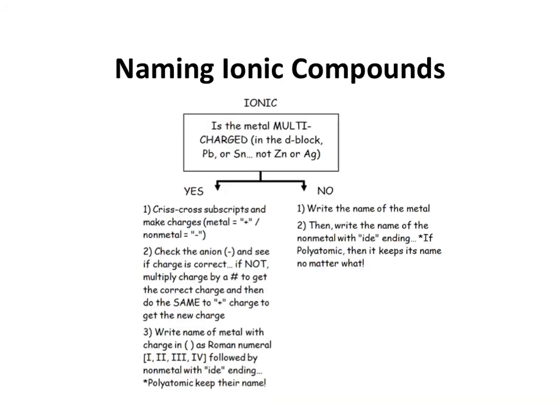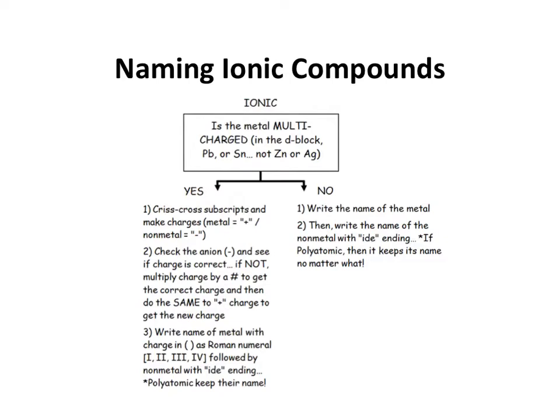So right here is just basically a summary of everything I've gone over. If you want to write the name of an ionic compound, you must ask yourself the question, is the metal multi-charged? What that means is, is the metal in the D block, in the middle? If the answer is yes, you do these steps. You crisscross the subscripts up, make them charges. Then you check the charge on the anion to see if it's correct. If it's not, you'll have to multiply by a number to make that charge correct.